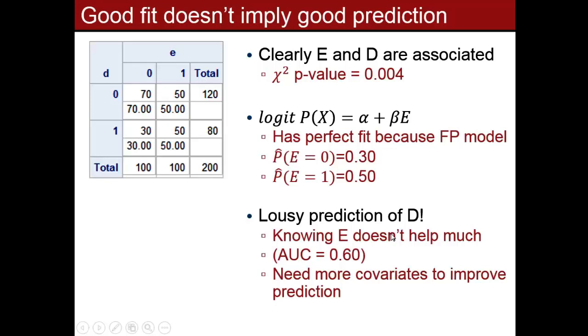So this is just to show that this model will have great fit, but do a really bad job at prediction. In fact, the area under the ROC curve is 0.6, which we'll see is really low predictive value. So knowing exposure doesn't tell you much about disease risk here, even though there's an association.